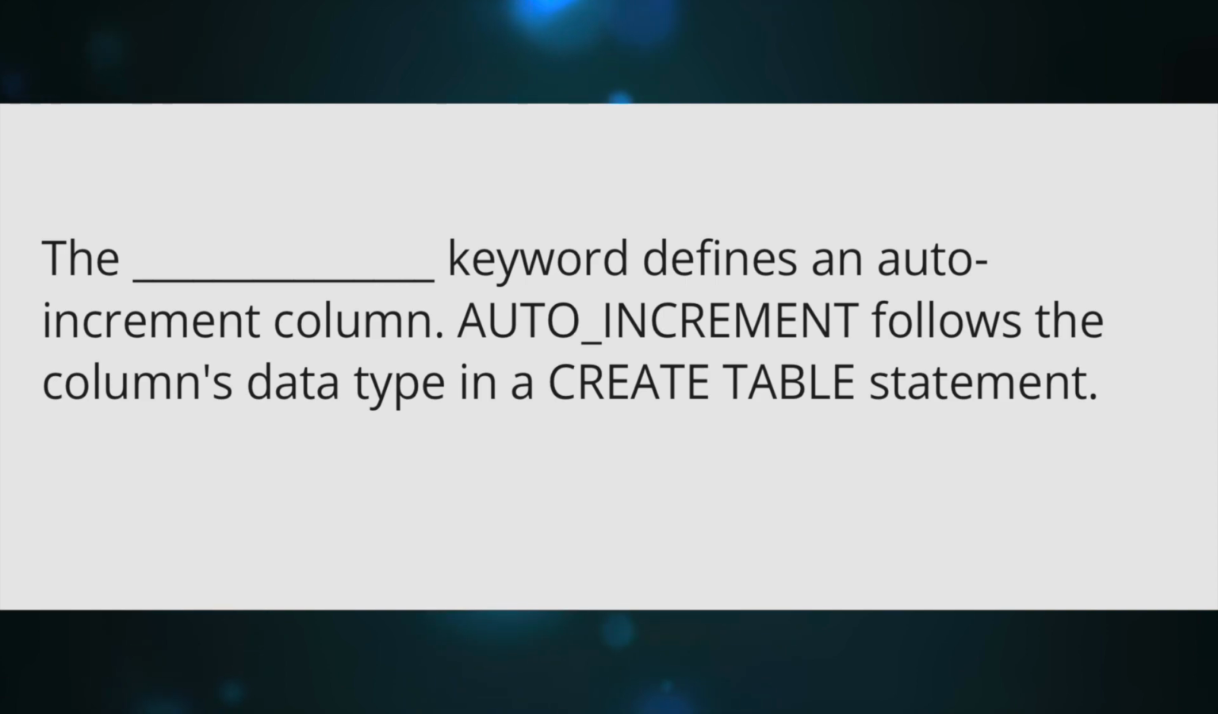The blank keyword defines an auto increment column. So auto increment, again: auto increment follows the column's data type in a create table. The auto increment keyword defines an auto increment column. That's what they'll write in the column data type when you're writing the SQL, when you're creating the table, or if you're updating and creating an auto increment column, which I haven't seen, but I'm sure it could be done.